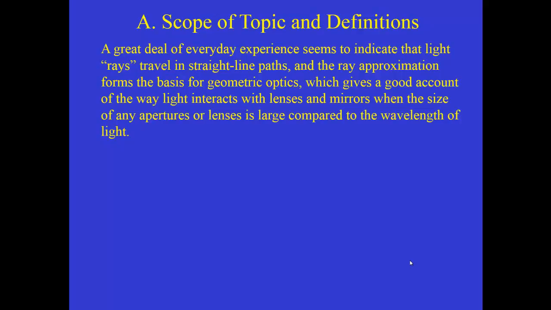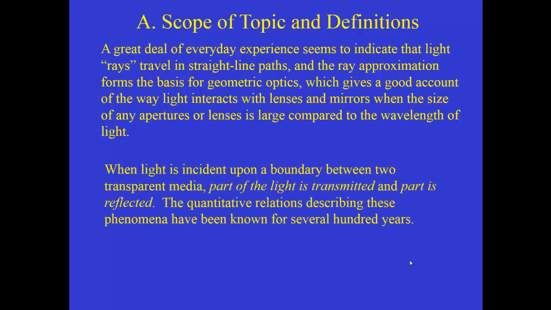And so that generally holds true unless the light interacts with objects or apertures that are small compared to the wavelength of light. And so this limiting case of geometric optics works really well when the lenses or the mirrors or the holes that light passes through are large compared to the wavelength of light.